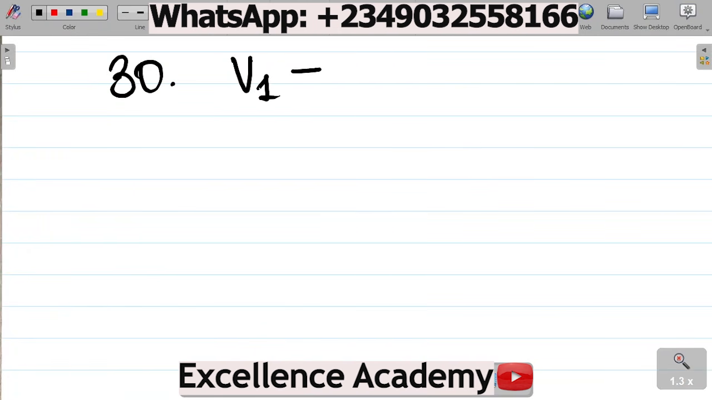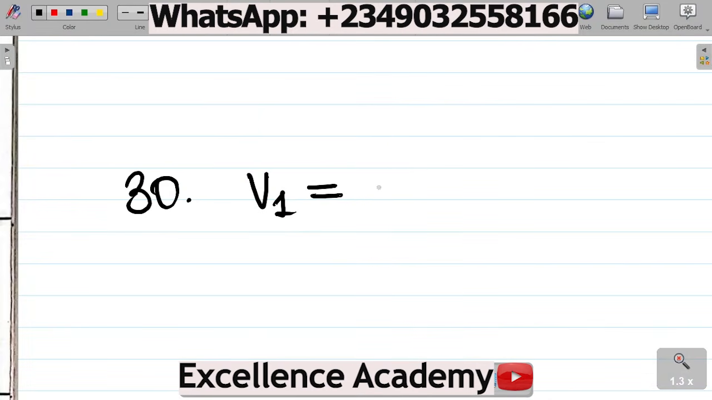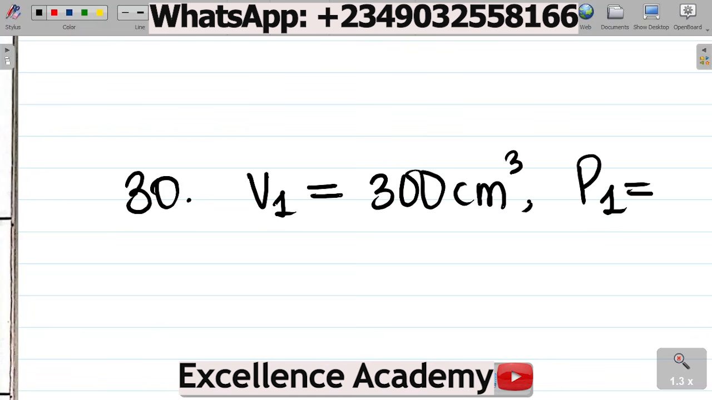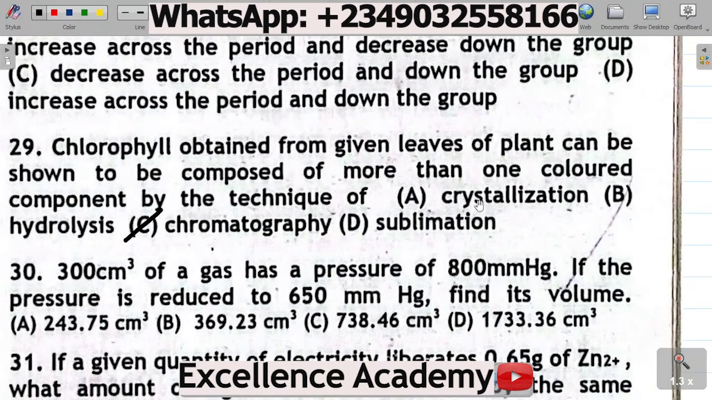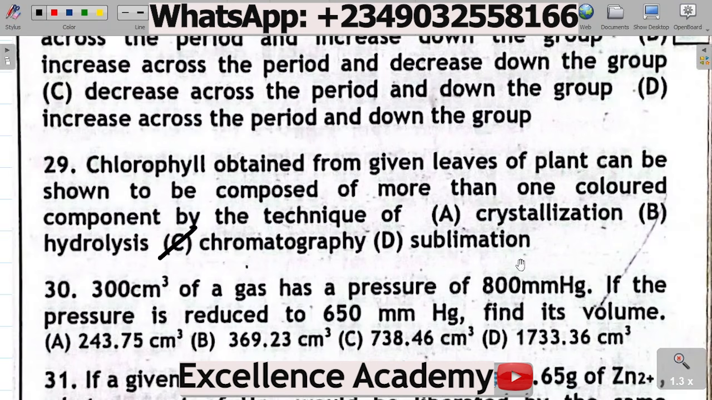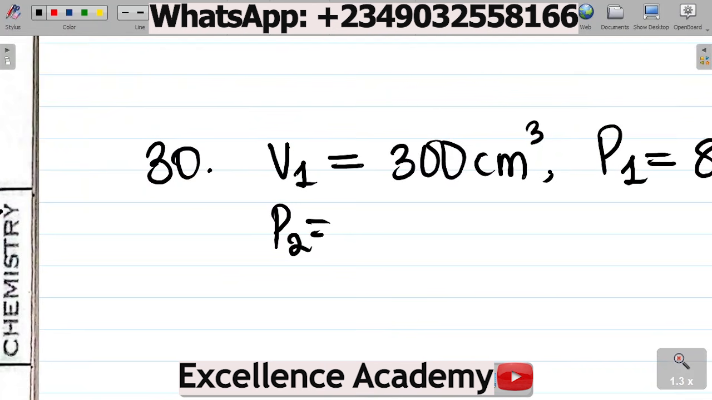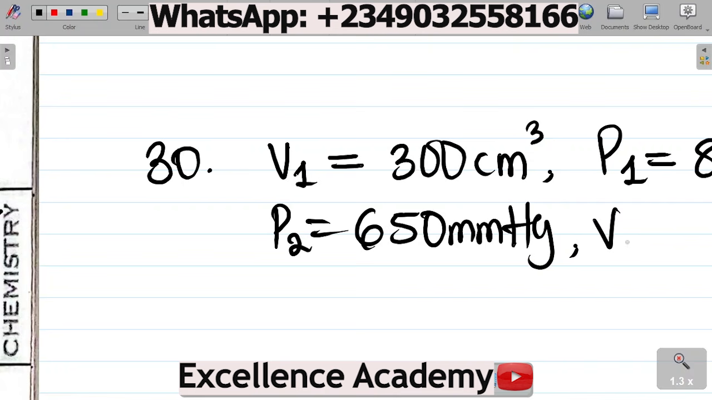Let's get the value of V1, the initial volume. The initial volume they said is 300 cm cube. So V1 is 300 cm cube. Let's get its pressure at that point. So what's P1? P1 there is 800 millimeter mercury. Next up, they said if the pressure is reduced to 650 millimeter mercury, so P2 is 650 millimeter mercury. The other volume, V2, is unknown. We are asked to find V2.